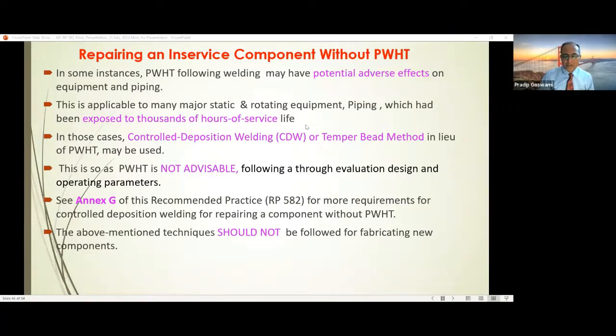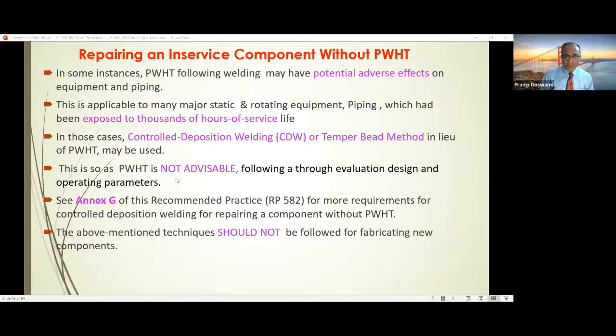Because those are controlled by various factors: location, the life of the component. That means if the component has been in service for many years and has taken severe beatings over its service life, then weld repair of those components can be very tricky. So that is why controlled deposition welding or the temper bead method is generally applied.